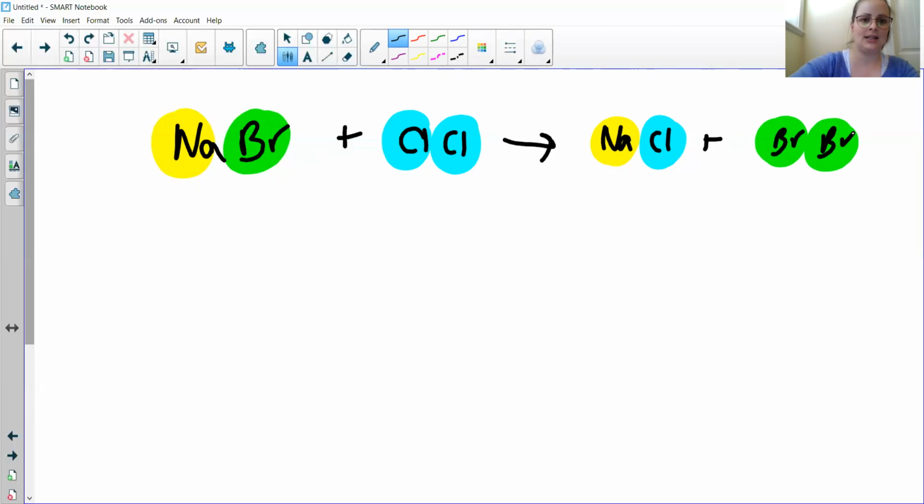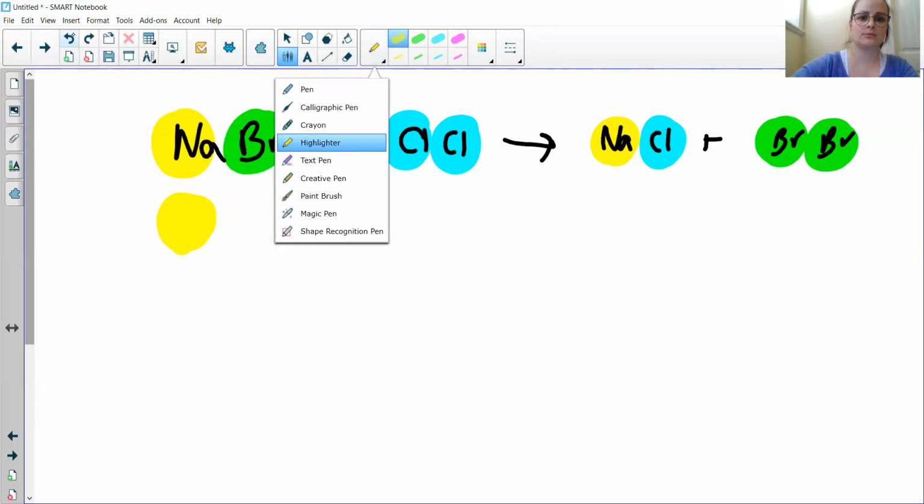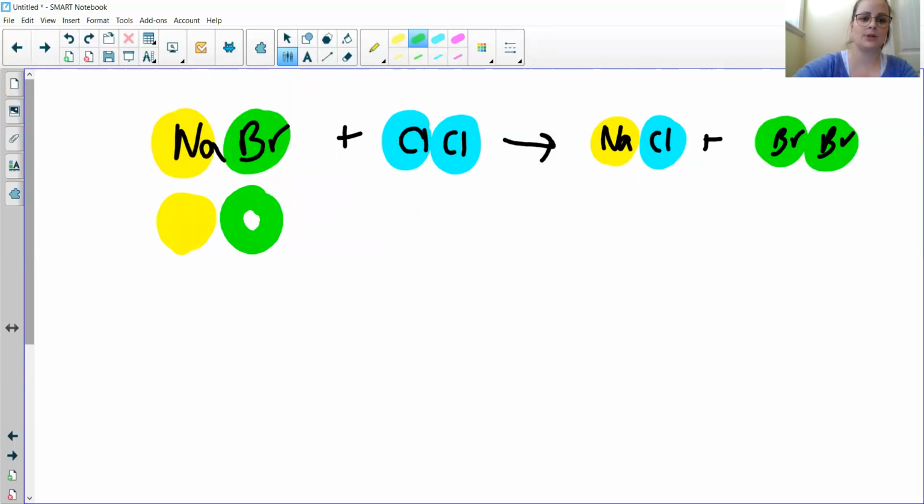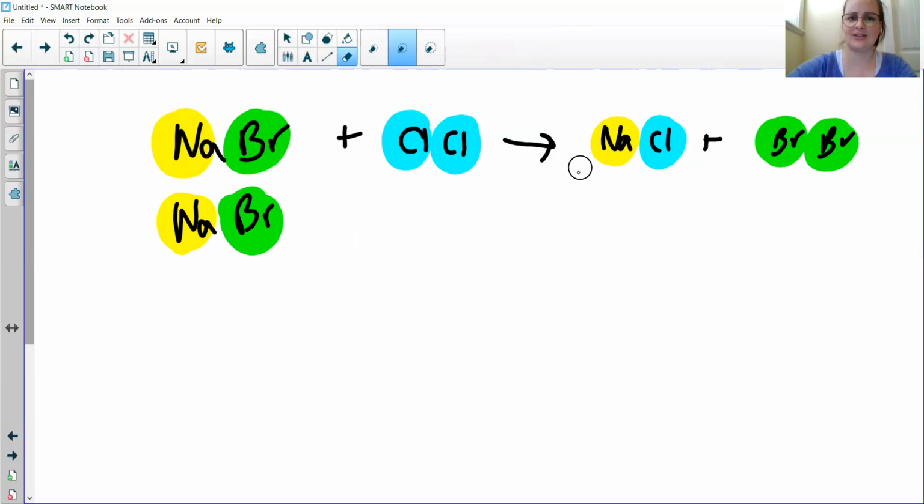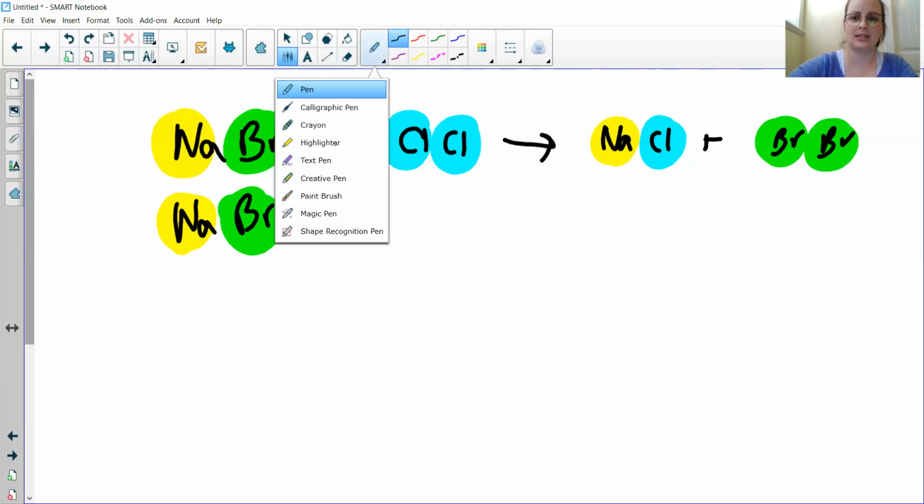So we added a 2 in front of that sodium bromide, which means there was a whole other sodium bromide here. Okay. And then we also put a 2 in front of the sodium chloride. So we put a 2 in front of here, remember? So that 2 in front of that is actually the same as just saying, hey, there's 2 of these whole things.